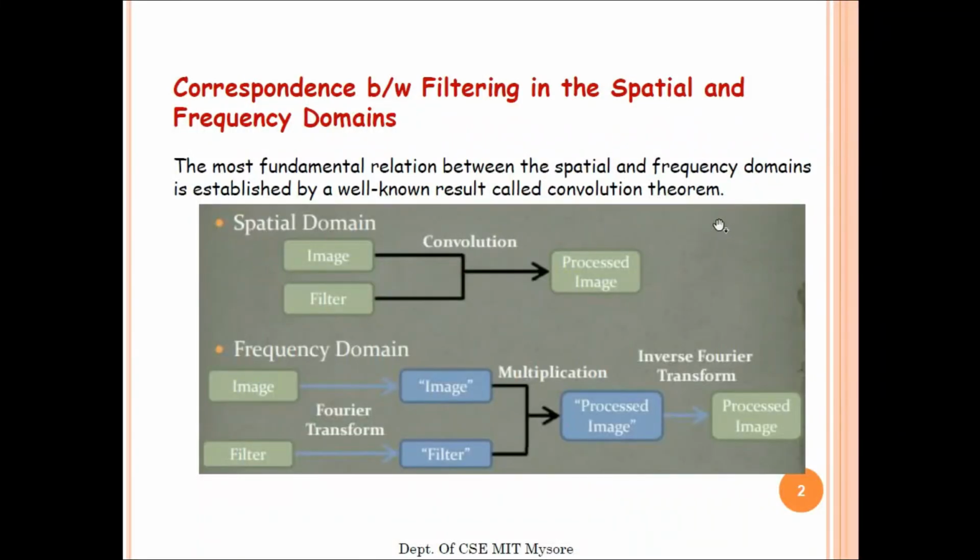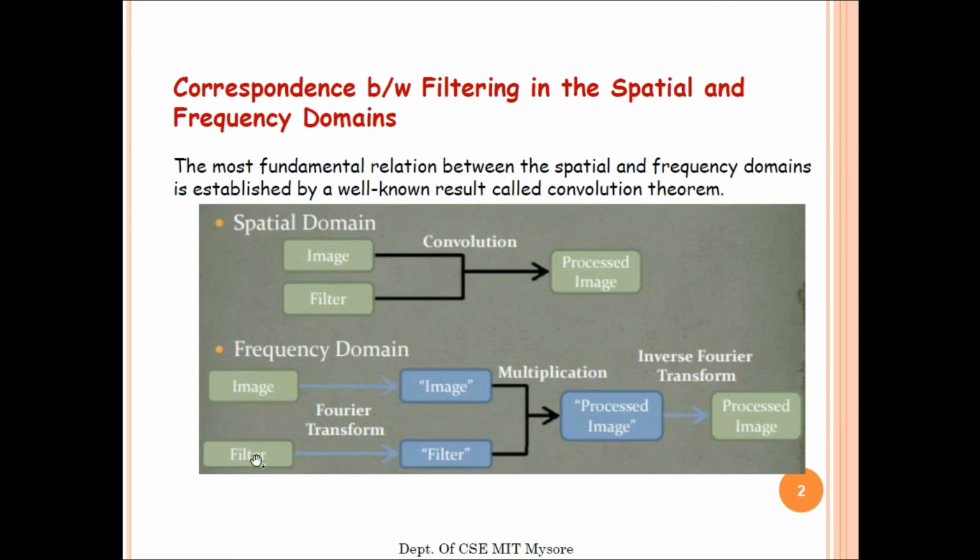The fundamental relationship between the spatial domain and frequency domain is based on the convolution theorem. In the spatial domain, the input image is convolved with the kernel or convolution mask, then the output image is produced. In the spatial domain, it considers the neighboring pixels and the filter mask. But in the frequency domain, first the image needs to be transferred to the frequency domain. In order to do that, we do the Fourier transformation, that is the discrete Fourier transformation.